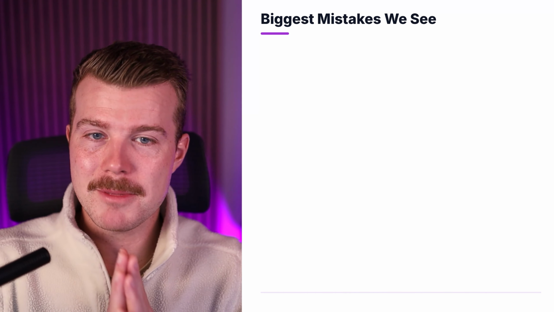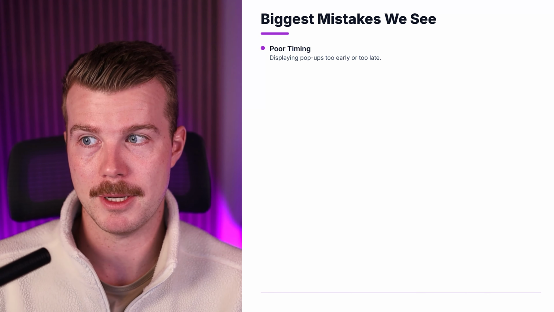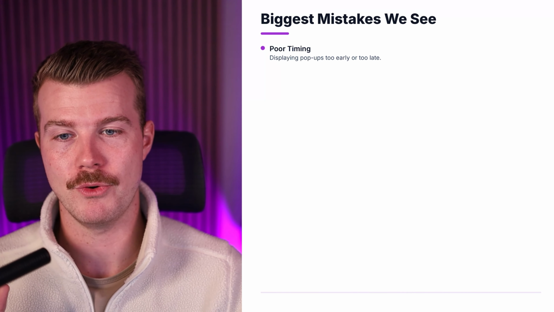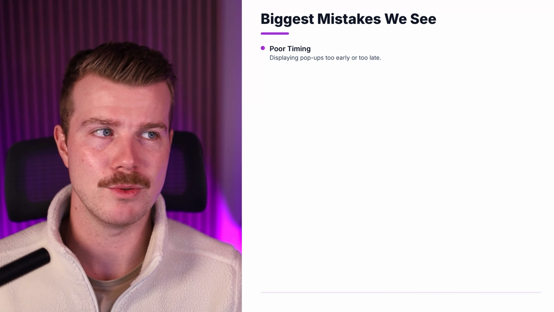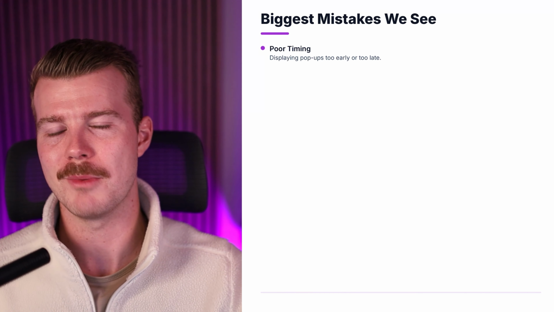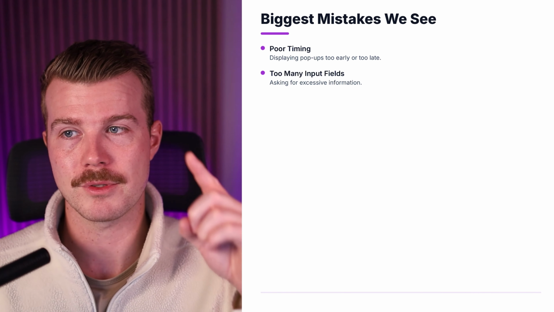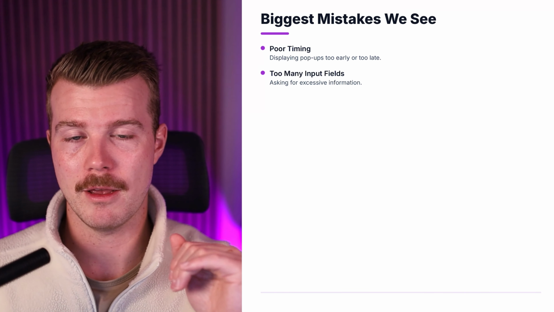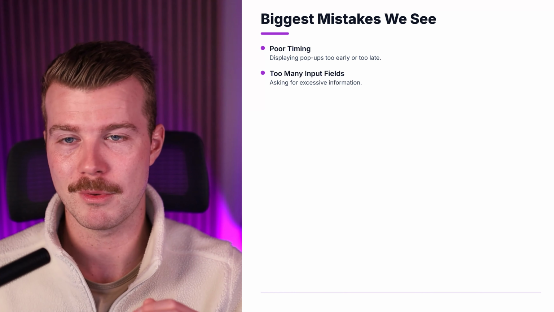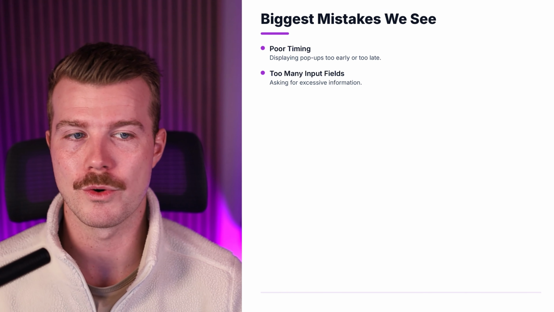Now, the biggest mistakes that we see with pop-ups are, number one, poor timing, like displaying pop-ups the moment someone steps foot on the website, or just too late. Like they have a 30-second or a 50-second time delay. You're losing way too many people in that scenario. Number two would be too many input fields. If you're asking for birthday, first name, last name, email, phone number, your SIN number, all of that, it's going to put people off. And the more things you ask, the worse it's going to do.